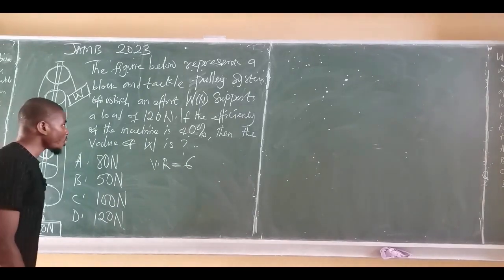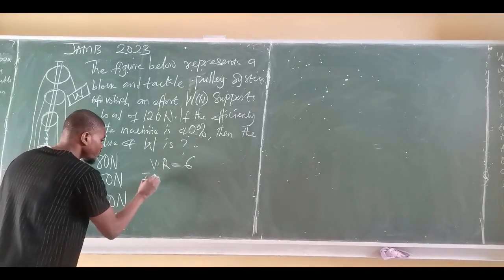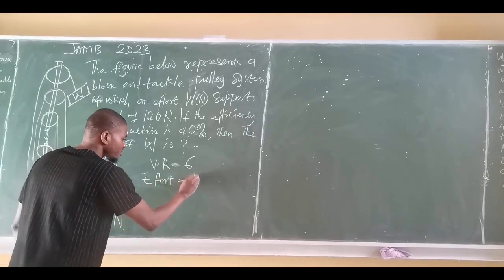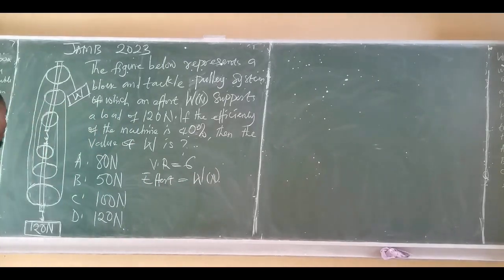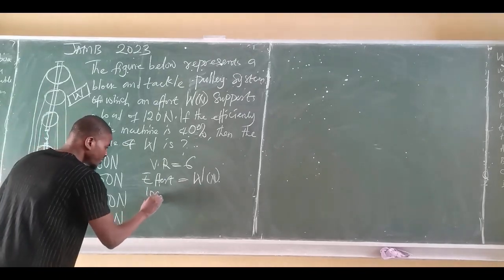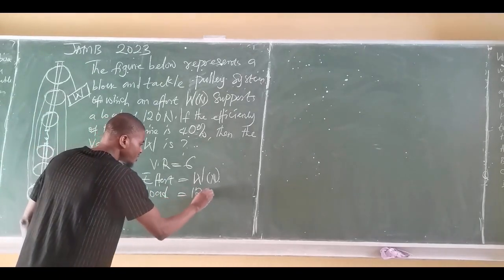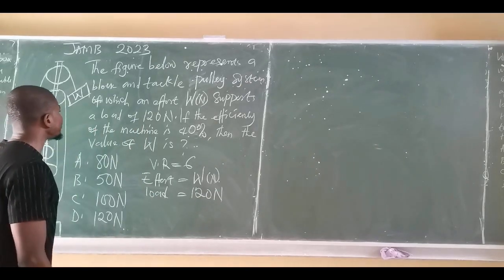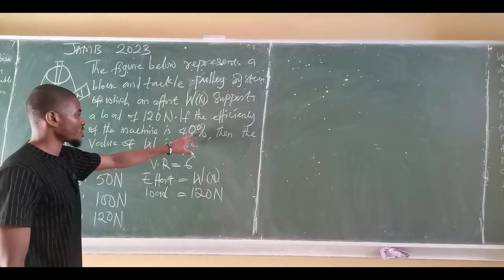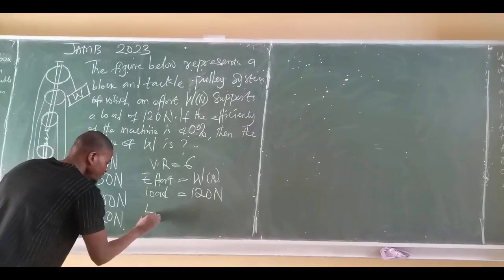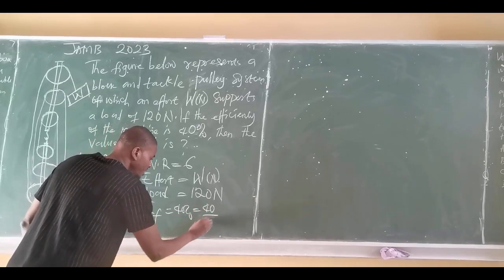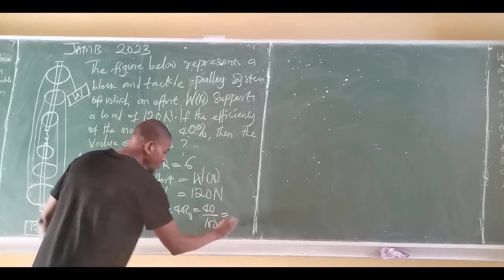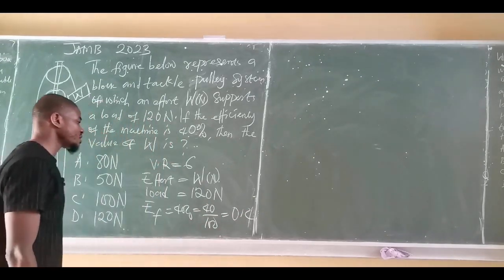All right. Also, we were given an effort. Effort was given as W. Effort is simply equal to W newtons, and we're asked to find the value of the effort. Now, the effort is supporting a load of 120 newtons, so the load given there is also 120 newtons. Now, in the question, we're given an efficiency of 40%. Always remember, convert to efficiency by dividing through by 100. It becomes 0.4. So the efficiency is 0.4.